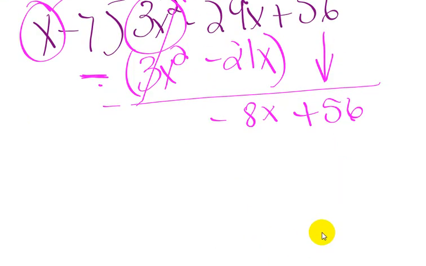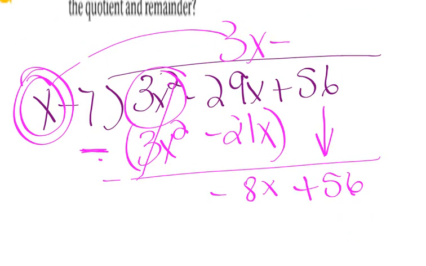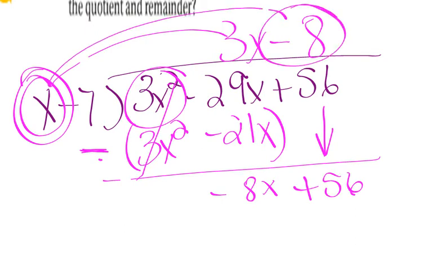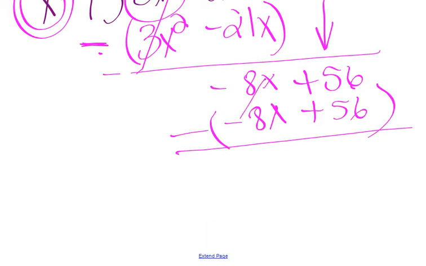All right, so now repeat the process. Now we're going to look at x again. How many times does x go into negative 8x? It goes in negative 8 times. So negative 8. And multiply negative 8 times x is negative 8x. And negative 8 times negative 7 is a positive 56. Oh, wow. Look here. What's going to happen when I subtract these? They all cancel out. Very good job. And it goes to 0. So there is 0 remainder. Remainder of 0.